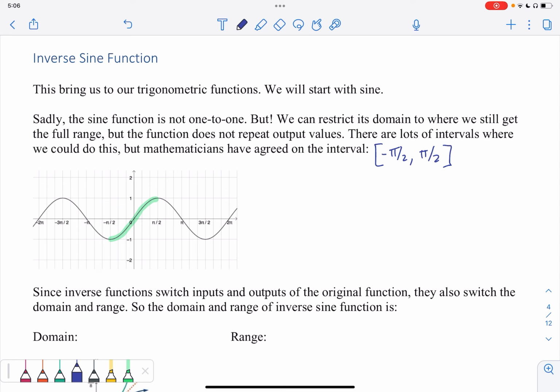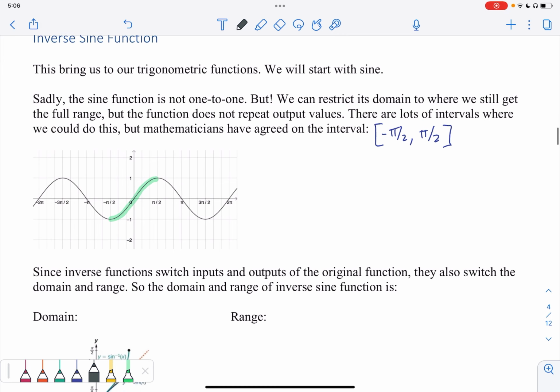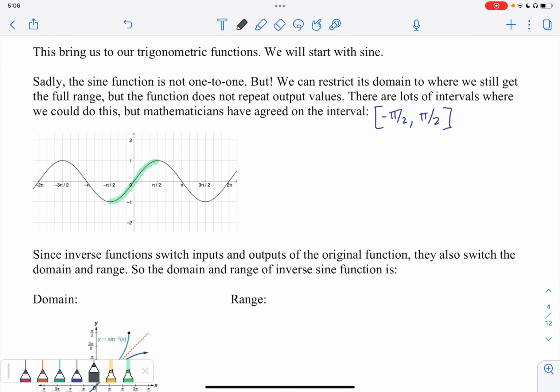So this is the graph of sine. We're going to restrict its domain and pretend that we're throwing out the rest of this just for the purpose of creating its inverse. Since inverse functions switch inputs and outputs of the original function, they also switch the domain and range. So what would the domain and range of the inverse sine function be?